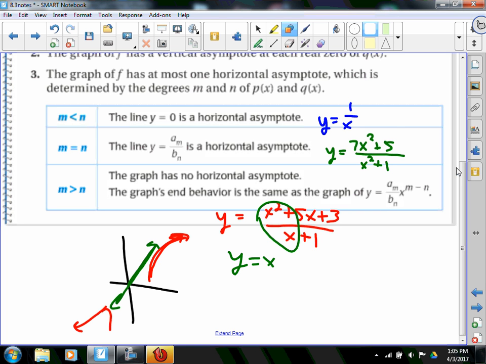Ready to see an example? Or do we need a few more minutes? One more minute.